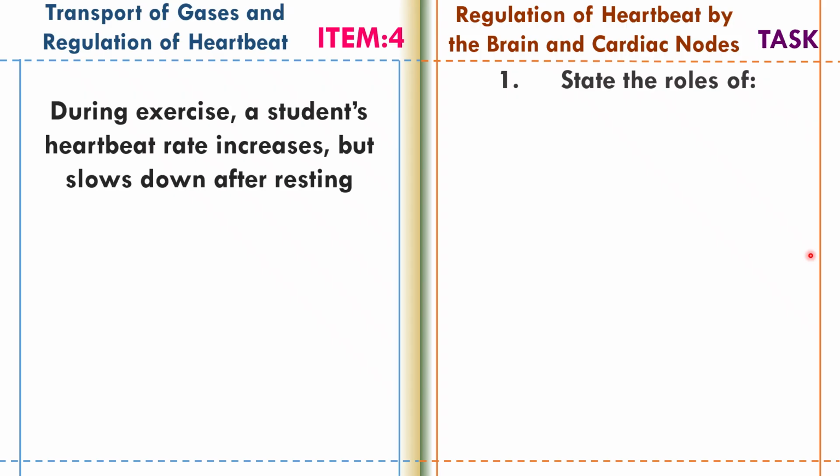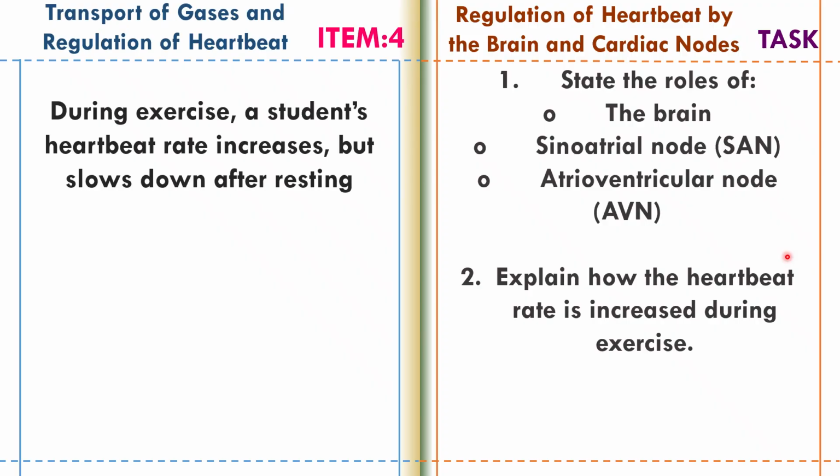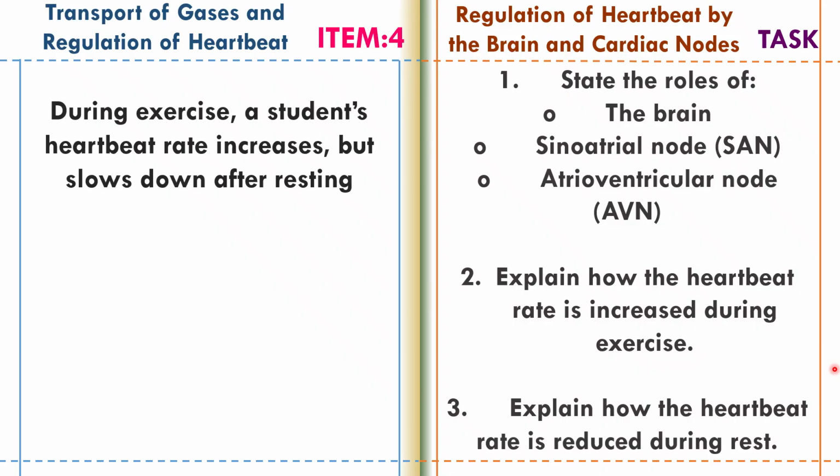State the role of the brain, sinoatrial node and atrioventricular node, AVN. Explain how the heartbeat rate is increased during exercise. Explain how the heartbeat rate is reduced during rest.